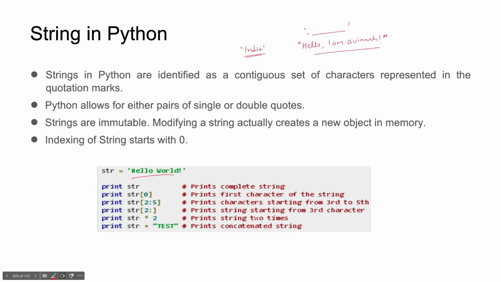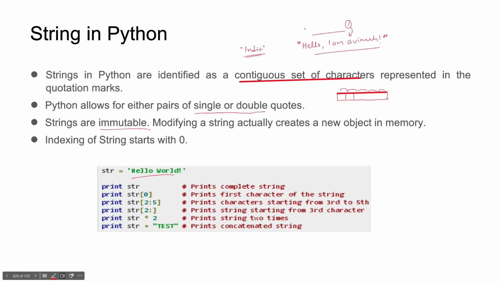But in some cases we face issues, like if this symbol is used inside the string, then it might create problems. That is why I generally use double quotes. A Python string is a contiguous set of characters. Contiguous means they are stored in the same location, one after another. Python allows pairs of single or double quotes both.